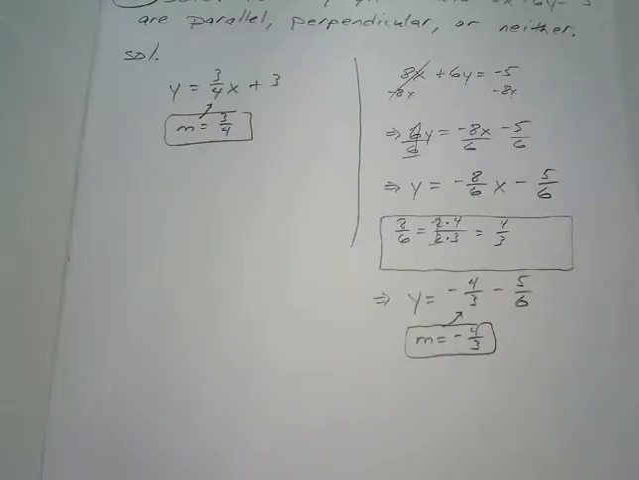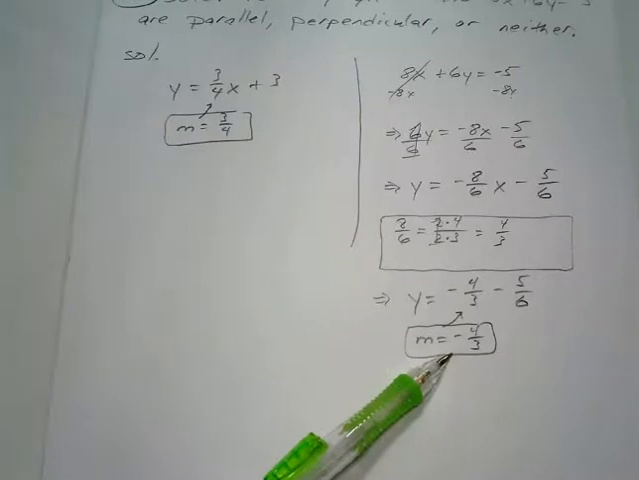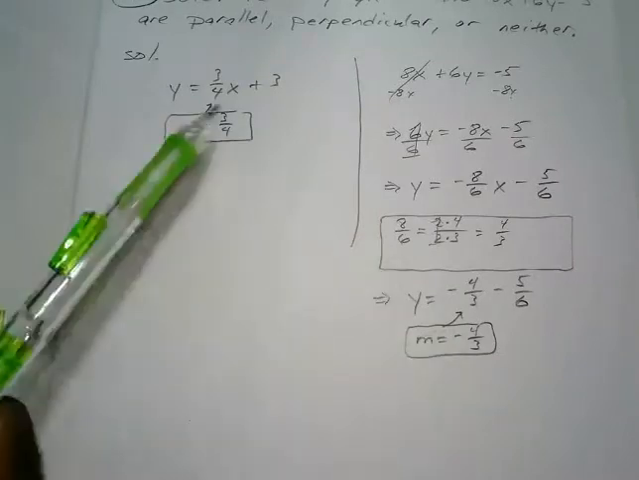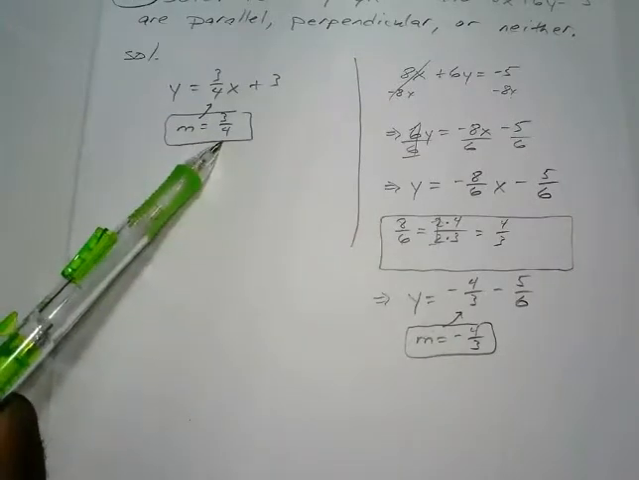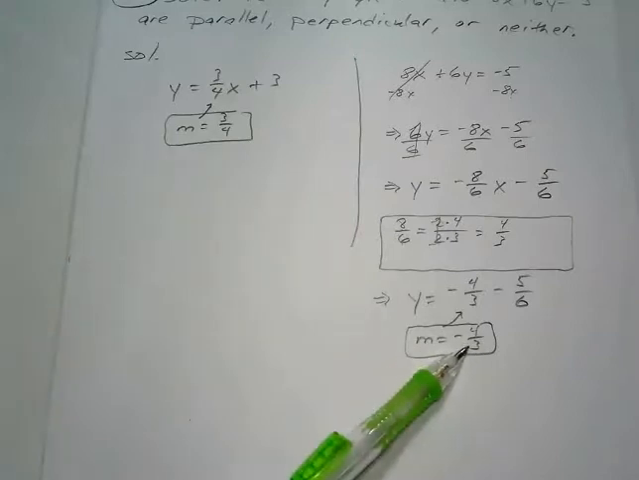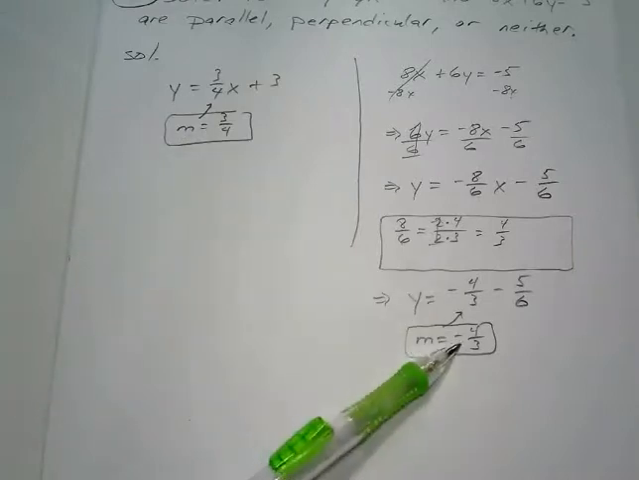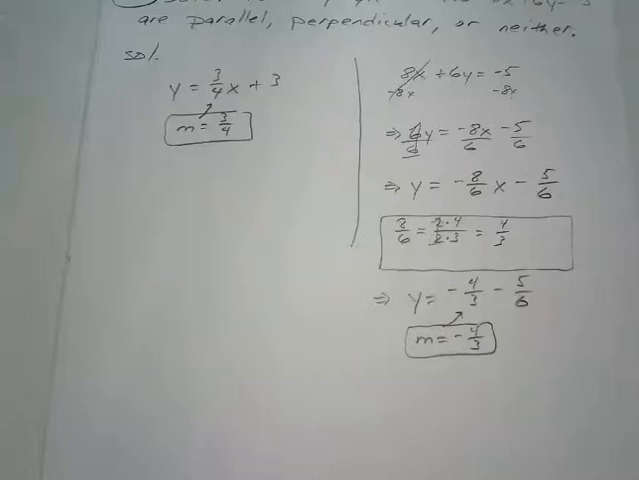Okay, so if we look at it, they're not exactly the same, so we know they're not parallel to each other. But if you look at this one, you have 3 over 4 and you have 4 over 3. So we see that they're reciprocals and their signs are different. So because they're both reciprocals of each other and their signs are different, we can see that they are perpendicular to each other.